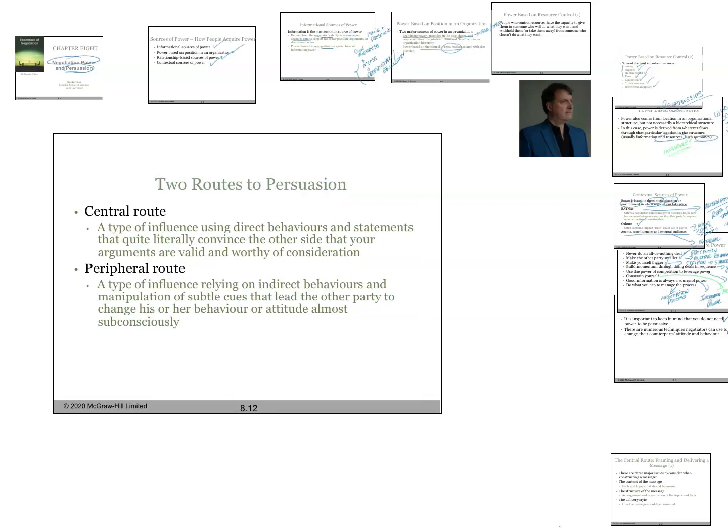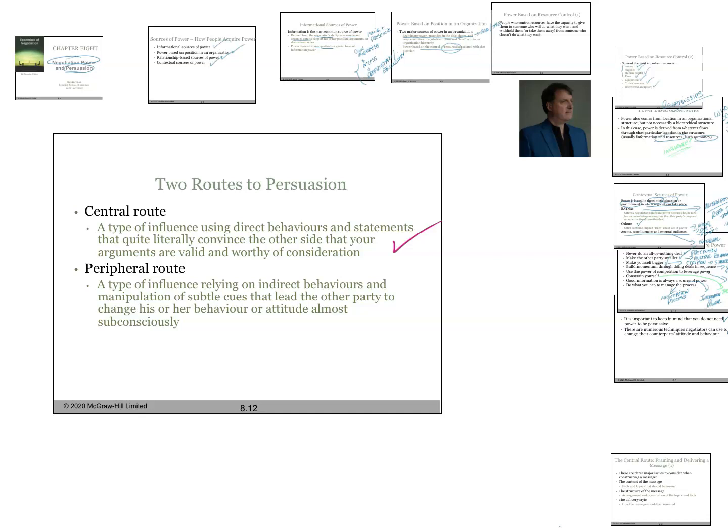There are two main routes to persuading or influencing your opponent. The first is the central route. This is all about making your case. So these are the arguments for your position. This is about convincing the others to give you what you want. This is about basically building up the logical argument for what you want.